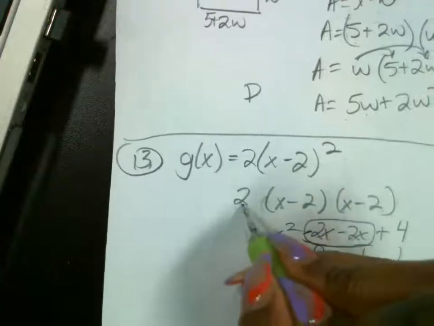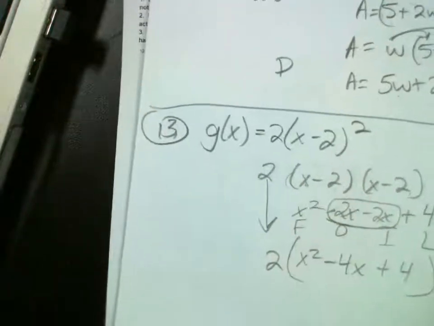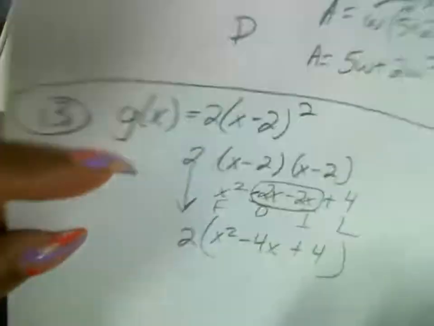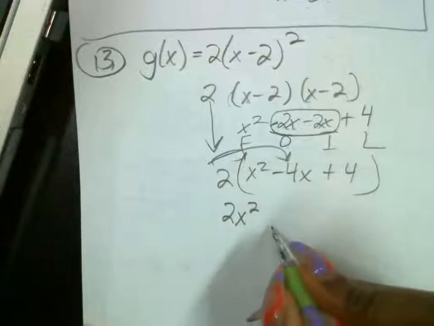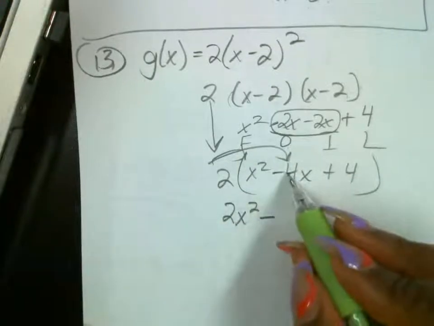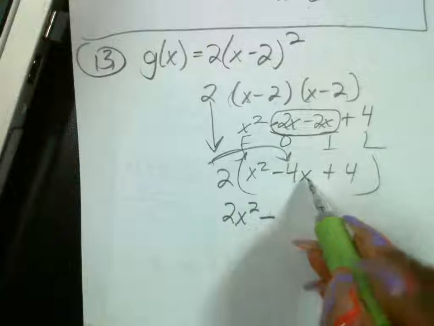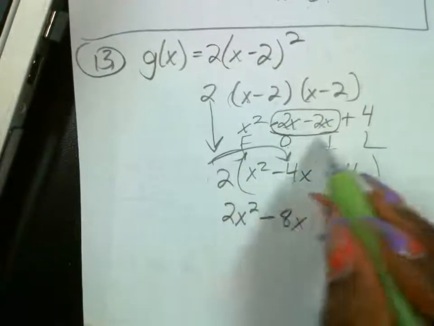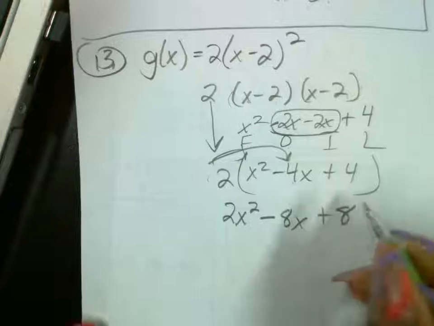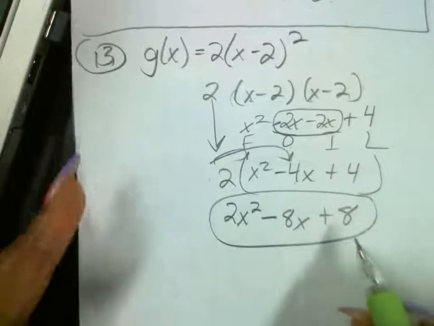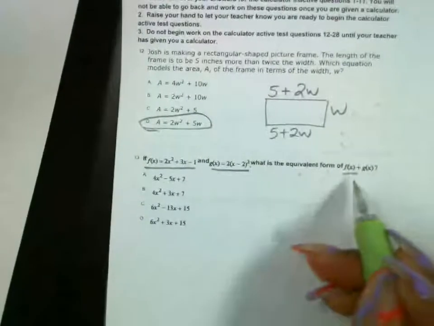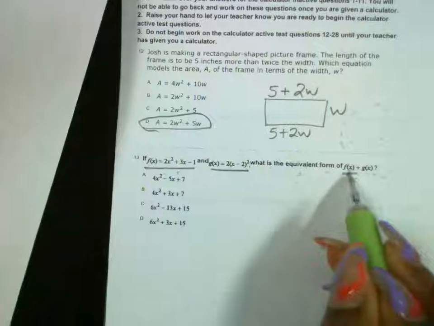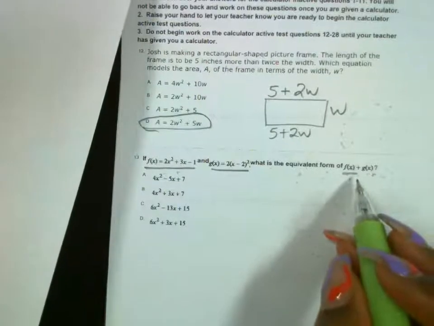And then lastly, you're going to multiply times the 2. So you're going to do the distributive property here. So this gives you 2x squared, 2 times a negative 4x gives me a negative 8x, and 2 times 4 gives me 8. Okay? So that is this g of x. So now you can add them together. It says add the 2 equations together. That's what this means.